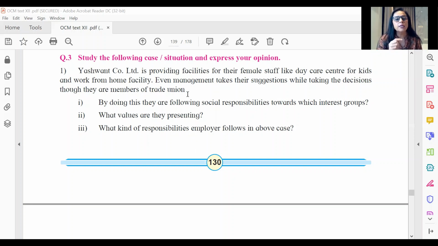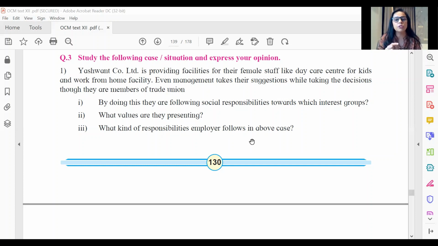If you see the third question that you have, what kind of responsibilities is the employer following in the above case? If you try and recollect the titles of responsibility towards employees, you will see it starts with job security, it starts with higher remuneration. Further down in that answer on responsibility towards employees, there's something like encouraging workers' participation in management, and that is this point that they are talking about. So allowing or recognizing trade unions. So these are the kind of responsibilities that the employer is following.